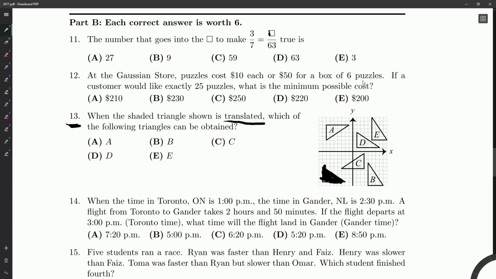We've got our shaded triangle. Now, all of these look like the triangle here. They're all going to be sort of the same shape as the triangle, but which one is the one that we're looking for? Well, we just need to look for our shaded triangle moved somewhere, and we can see D is going to be the answer, as long as we understand what translated is.